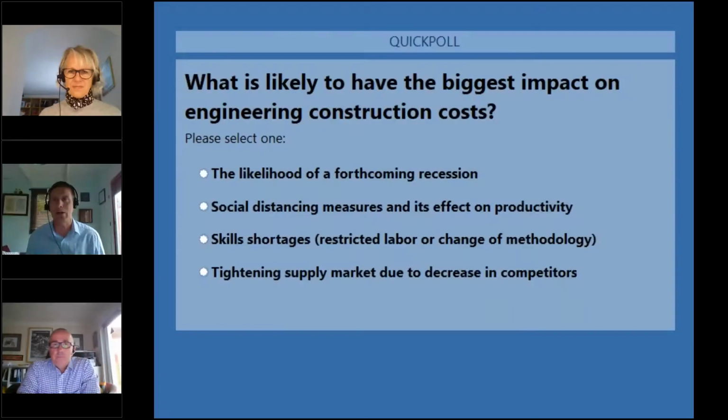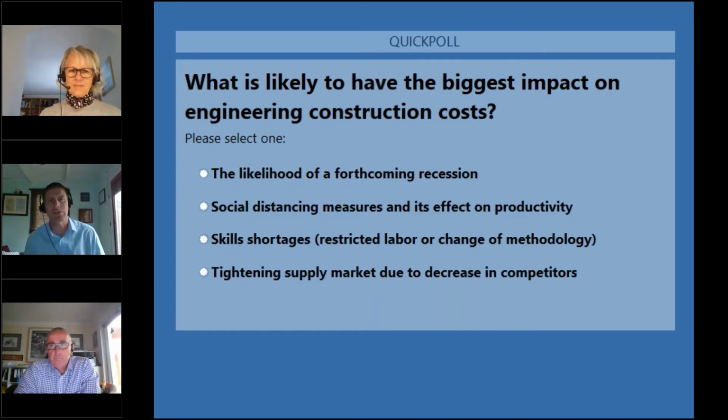But let's just start with the first poll of the day. Wayne, if you could bring that first poll up for me, and let's get some feedback from you out there listening in. What we're interested in is, what is likely to have the biggest impact on engineering construction costs? What's your opinion on this?